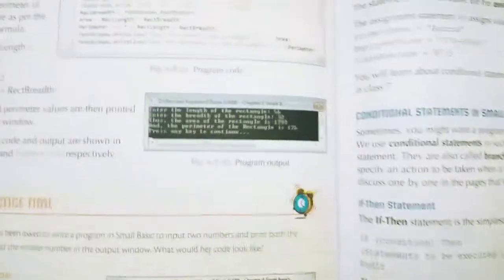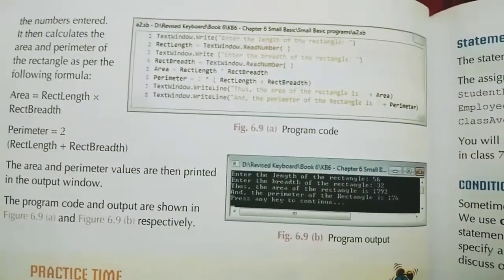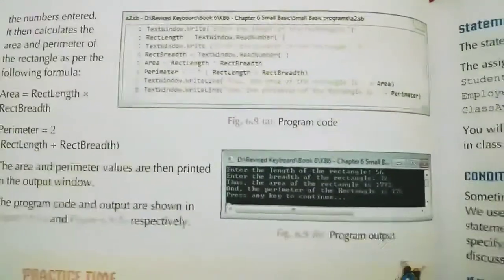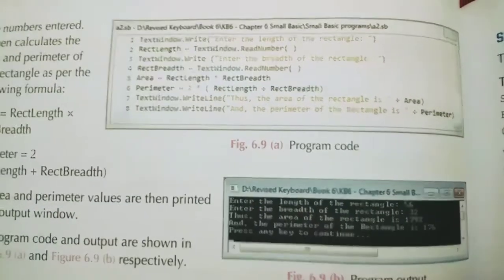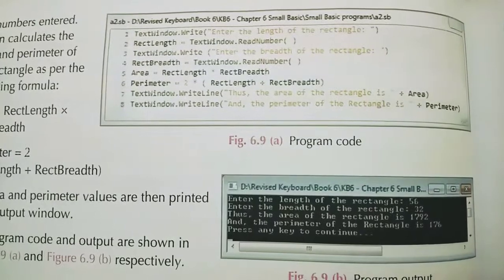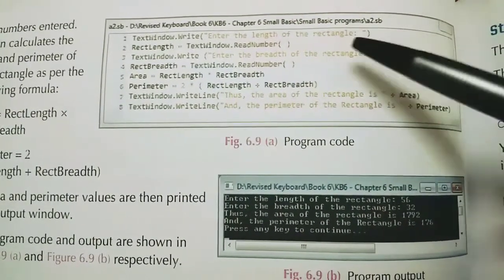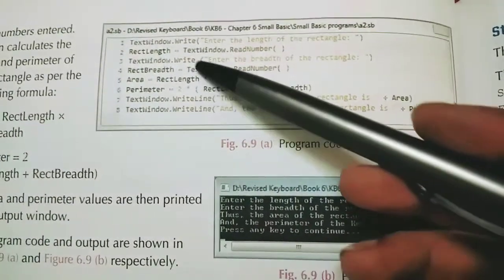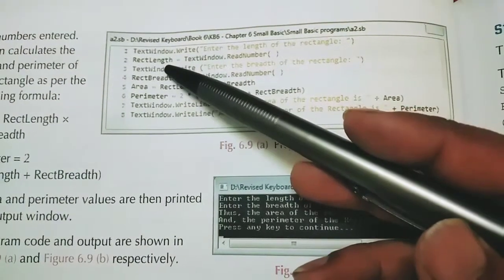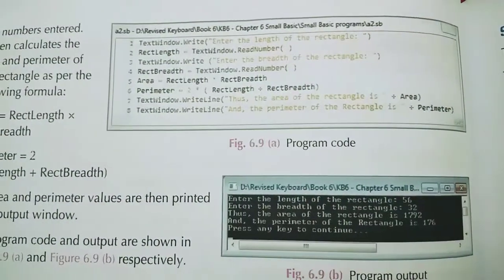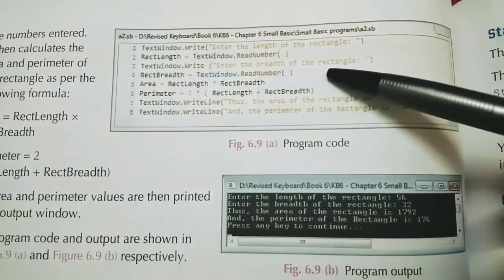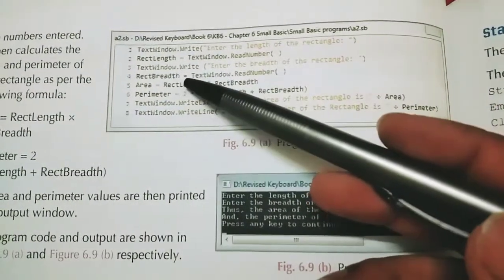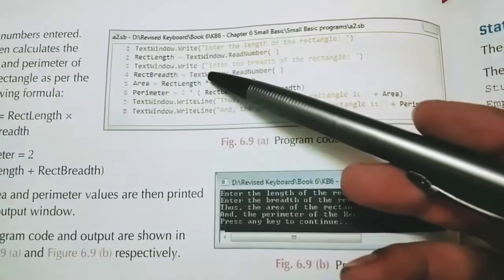So here the code is given. The 8 lines of code are given here. Okay, so see properly. Text window dot write, "enter the length of the rectangle." It will be written as it is, and when you enter the length, it will be stored in this rect length variable. Then again, "enter the breadth of the rectangle," and rect breadth will store the breadth value.